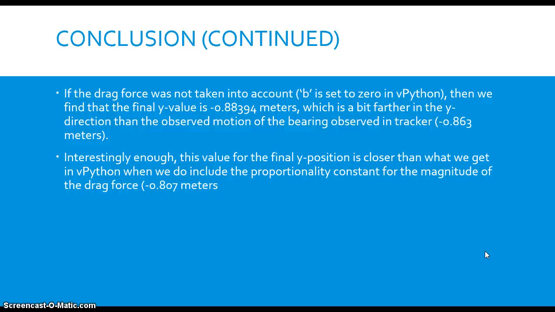So from that, I feel like I can conclude that the effect of drag on the ball bearing is so minimal that it's more accurate to not include b in calculating the motion of the ball bearing in Python. And that's it. Thank you for watching.